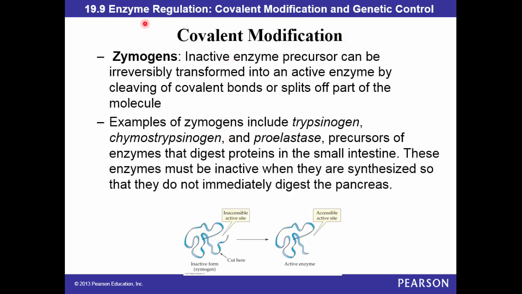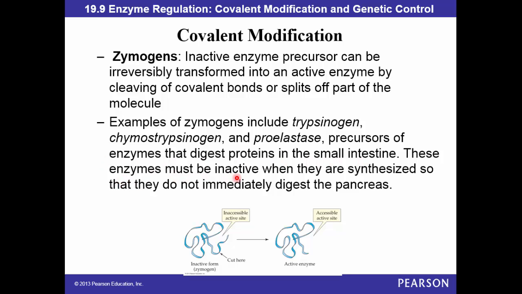Now, enzyme regulation, covalent modification, and genetic control. Let's first define the term zymogens. Zymogens are inactive enzyme precursors that can be irreversibly transformed to an active enzyme by cleaving of covalent bonds or splitting off part of the molecule. Examples of zymogens include trypsinogen, chymotrypsinogen, and proelastase, precursors of enzymes that digest proteins in the small intestine.